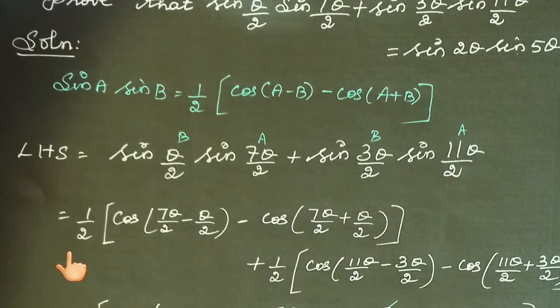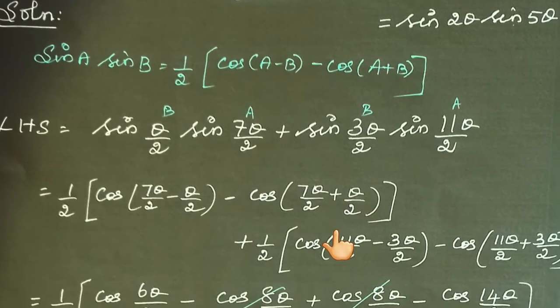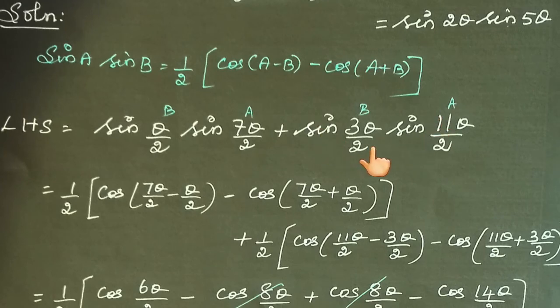So apply the identity half of cos A minus B, so 7 theta by 2 minus theta by 2, and then minus cos of A plus B, so 7 theta by 2 plus theta by 2. Next plus, the second term is also in the form of sin A into sin B, so we can apply the same identity. Half of cos of A minus B, 11 theta by 2 minus 3 theta by 2, minus cos of A plus B, 11 theta by 2 plus 3 theta by 2.